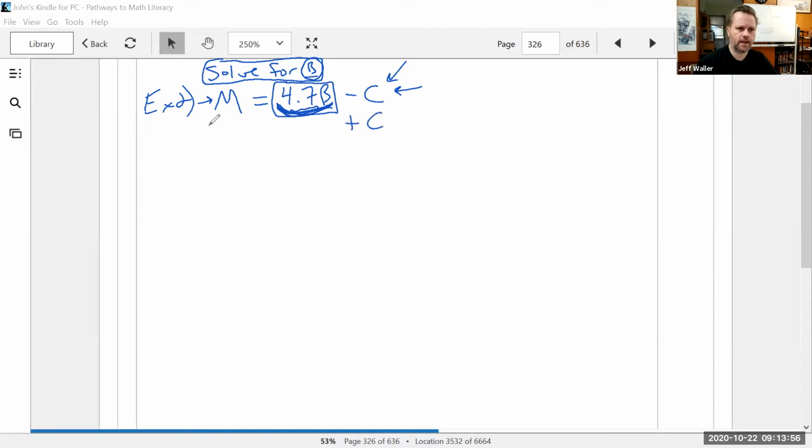Add the C. Yeah, and can you see the C canceling? Yes, minus C plus C cancels. So now on this side, I've got my B term by himself. And on this side, what do I get? M plus C. Yeah, because I don't know what M plus C is, so I just write it down.